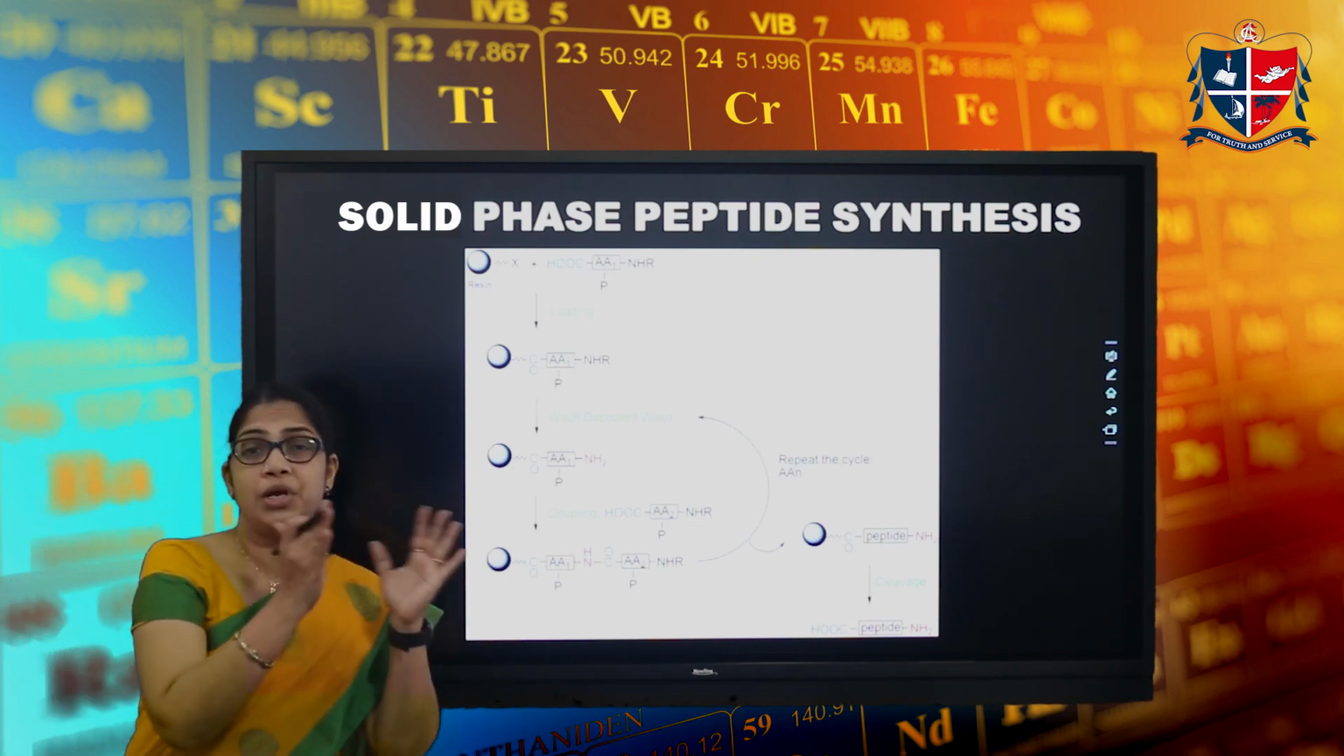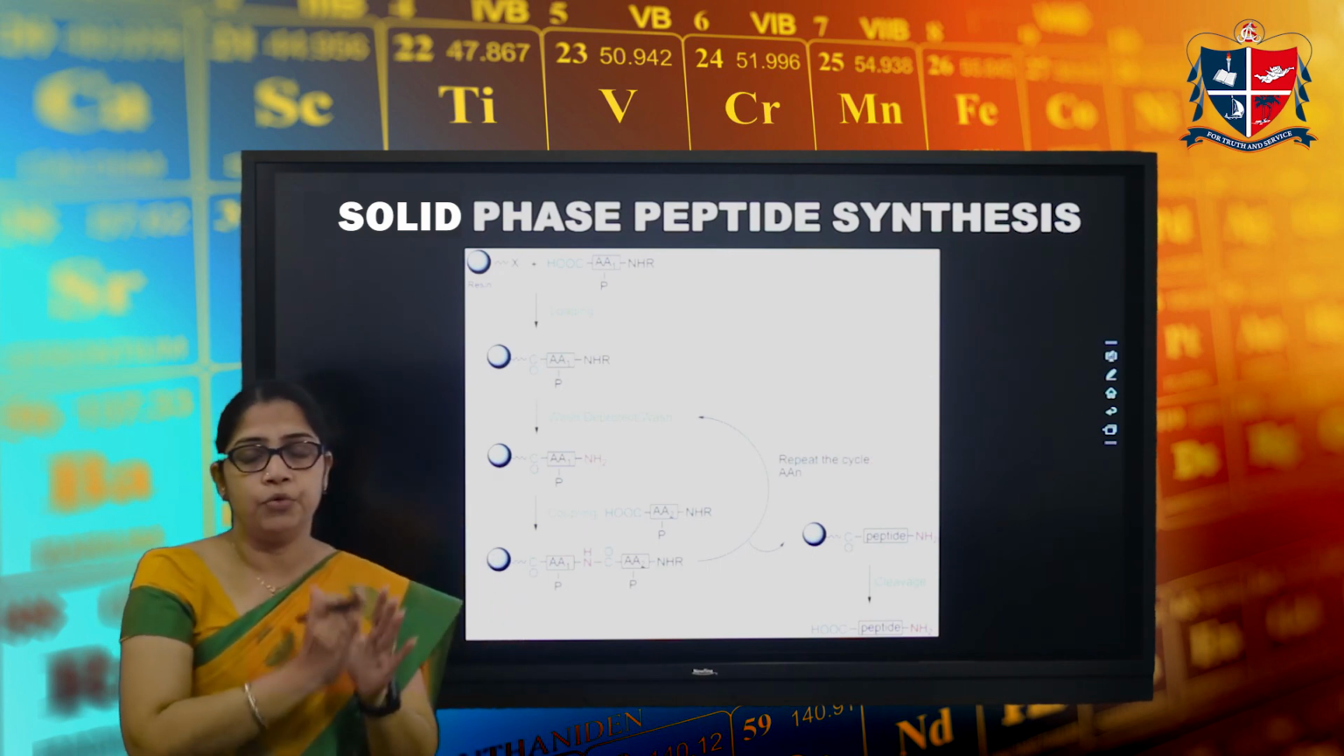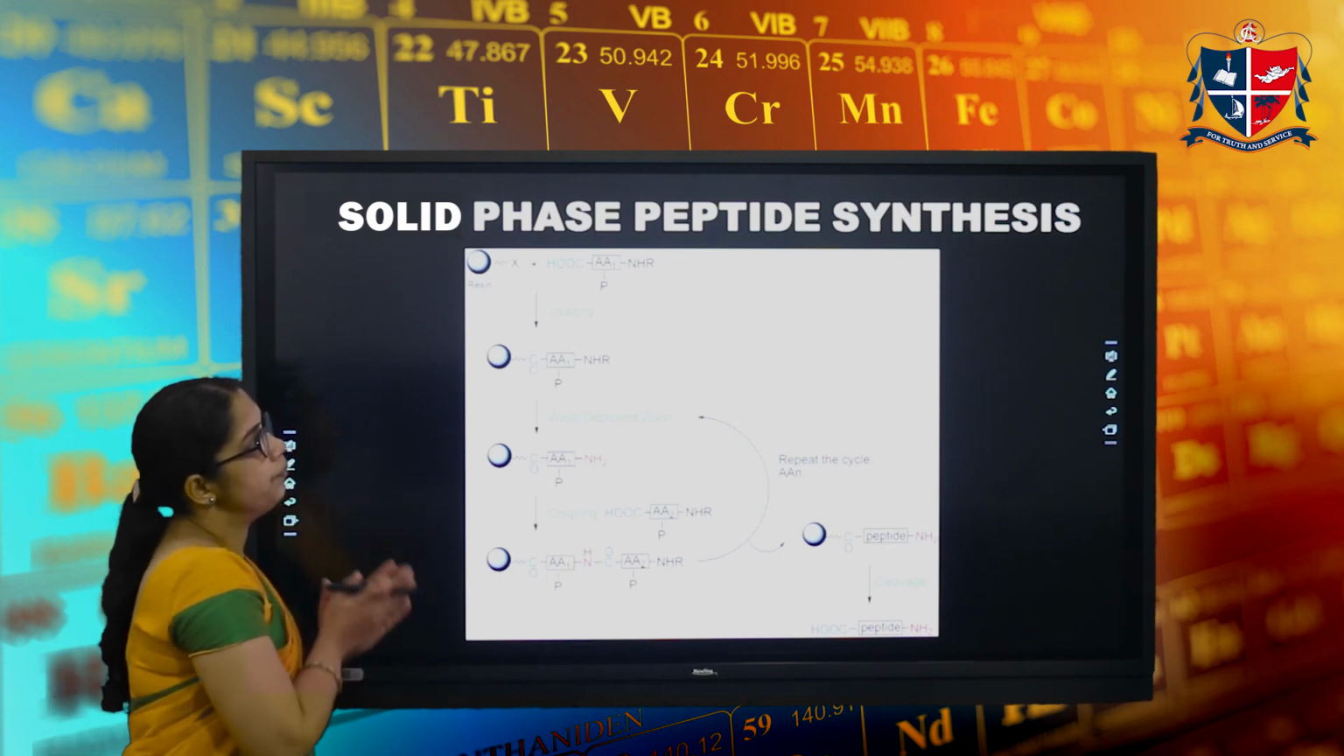That is why it is called solid phase: a solid phase is used as a support for the synthesis of peptides. So that's all about the synthesis of peptides.